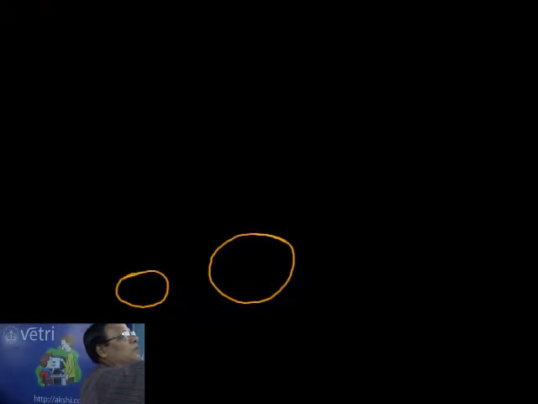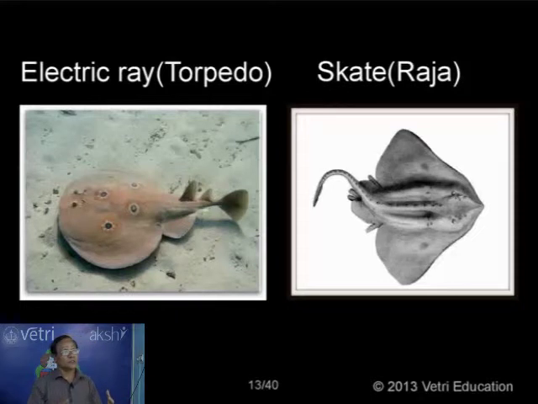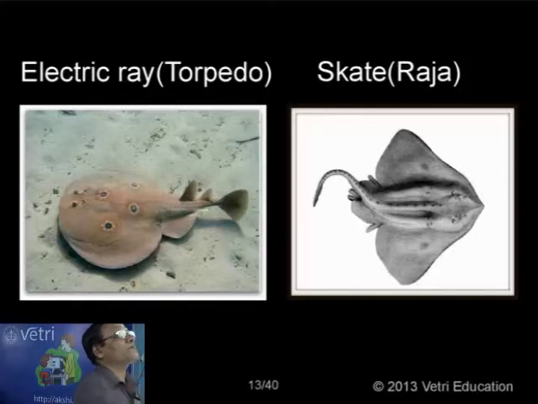And some other pictures: the electric ray. Now this is the electric ray. On its ventral side it has the muscles, where the electric organ is situated, able to generate electricity. And this one is a skate. The skate is very flat in the body, and it is called Raja. That is the technical word, the generic name of the skate is Raja. So these are some of the sharks, rays, and skates. These are the 3 examples for chondrichthyes or the cartilaginous fishes.